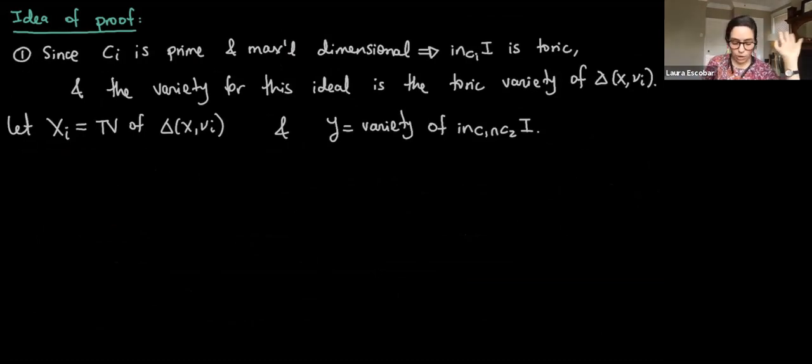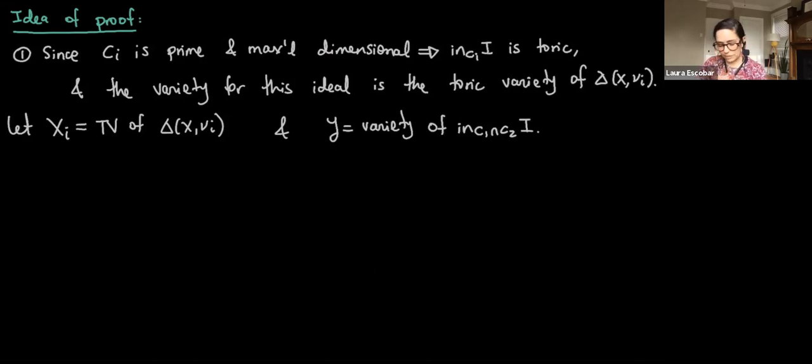So how does the proof go? I'll discuss the proof about the fibers being the same length, because from there, giving the piecewise linear map is not hard. Combinatorics just gives it to you. So how do we prove the statement about the fibers being the same length in the geometric wall crossing? Since each of the cones is prime, the initial ideal with respect to that cone is prime, and it's of maximal dimension, then the baby tropical geometry we're using tells you that this initial ideal is a toric ideal. So it's binomial and prime. And the variety for this ideal is the toric variety of the Newton-Okounkov body.